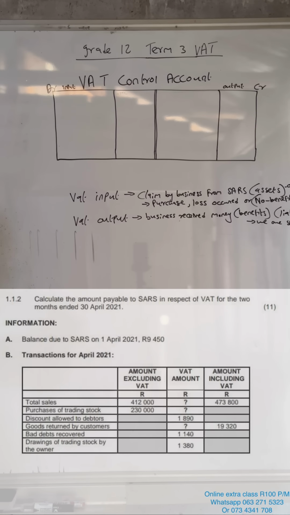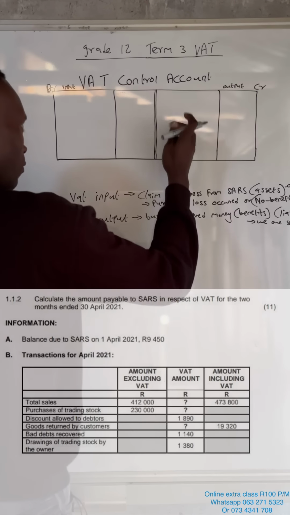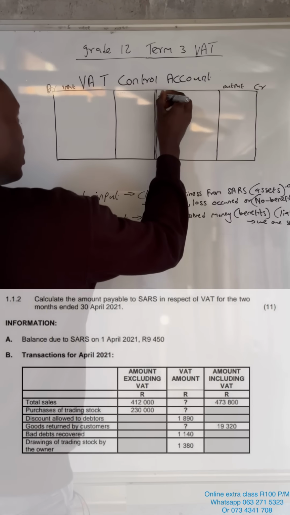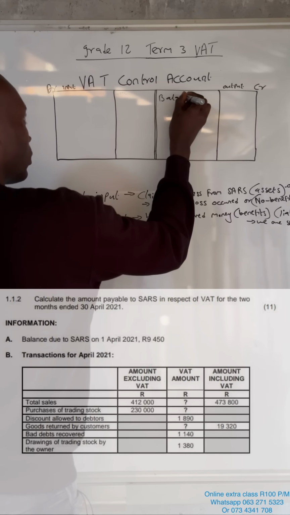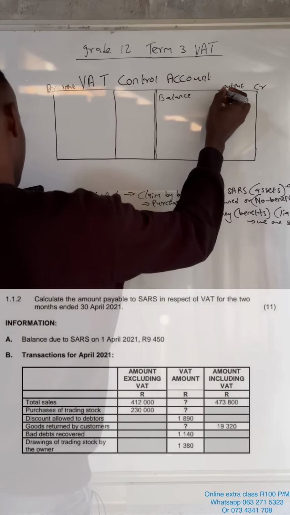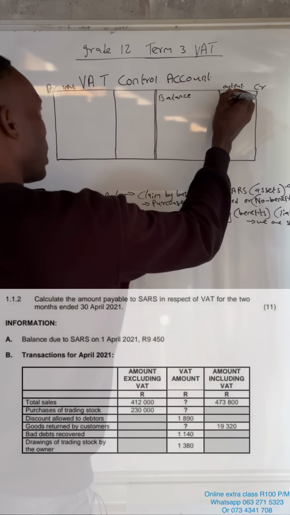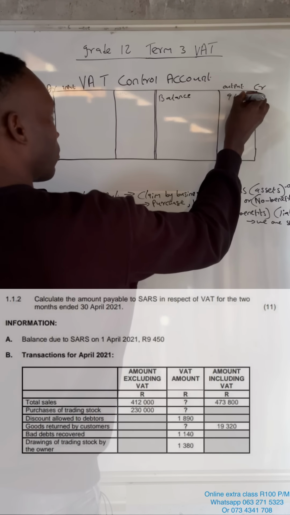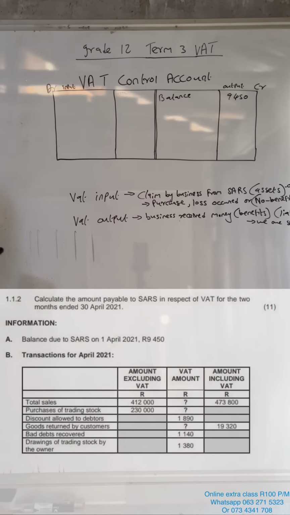Okay, now let's check our question. Number A, they said the balance due to SARS on 1 April is 9,450. In other words, we owe SARS, which means that if we owe SARS, it is this side of liability. The balance that we owe them at the beginning, guys, was an amount of 9,450.